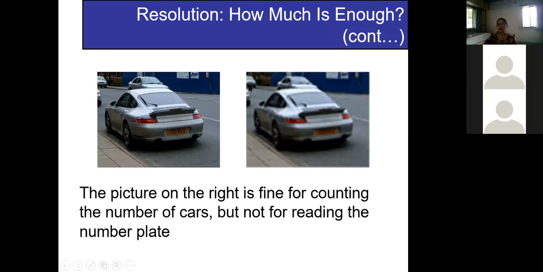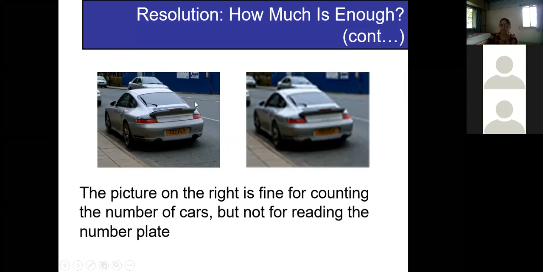Okay. So if you have an application of counting vehicles on a road, in that case, this resolution is sufficient. You can easily observe there are one, two, three, and four vehicles. So for this application, you don't need higher resolution. If a low resolution picture can suffice your purpose, why go for higher resolution? Because with low resolution you need a lower amount of storage.